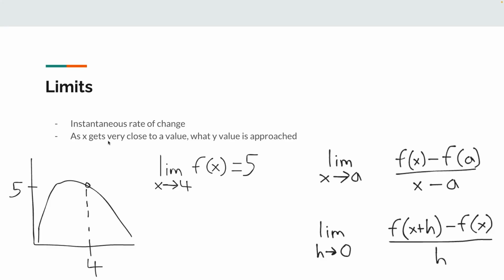So here I have this graph on the bottom left corner. As you can see, the limit as x approaches 4 is just 5, because as the x value gets really close to 4, the y value is 5. And on the right, I've written a pre-intro to what a derivative will be. We're going to go over the equation on the right later. But essentially know that limits just define what y values approach as the x value gets really close to a certain value.